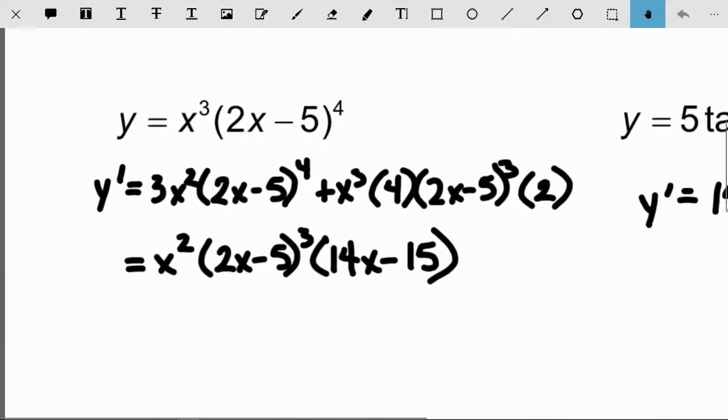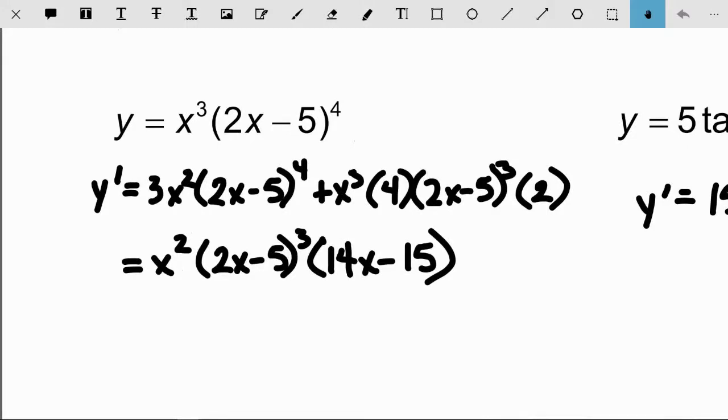Okay, so here's another example of one where you've got to do a little bit of factoring. In this case, a little bit of algebra to simplify it. So I did my product rule. Within the product rule, there's chain rule. And then once I did my chain rule, I did factoring by grouping and got it into a simplified form.